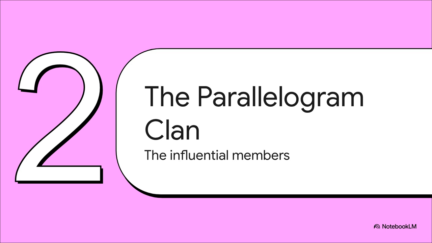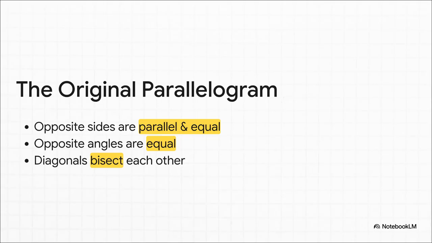Okay, so now we're going to zoom in on the most famous, most influential branch of the whole family, the parallelogram clan. Seriously, these are the A-listers, the shapes you see absolutely everywhere, and each one has its own special superpower. So let's start with the OG, the one that gives the clan its name, the parallelogram. This is your classic, dependable foundation. Its powers are pretty straightforward. Its opposite sides are parallel and equal, its opposite angles are equal, and its diagonals, the lines that cut across the middle, slice each other exactly in half.